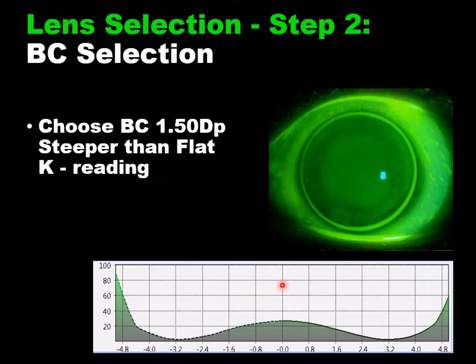Step number 2 is the base curve selection. And this is chosen by using a base curve 1.5 diopters steeper than the flat K reading. Now, why so steep? That's simply because the Apex Multifocal uses a unique high aspheric back surface. And in order to create that soft landing in the mid-periphery with the high asphericity, the base curve in the center must be steeper to create the fluid layer between lens and cornea that we require.